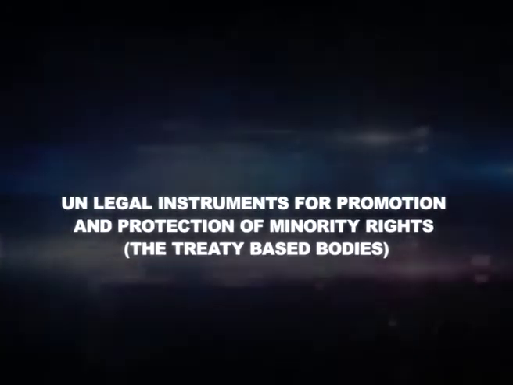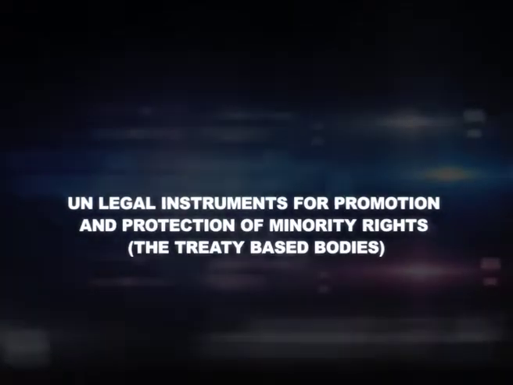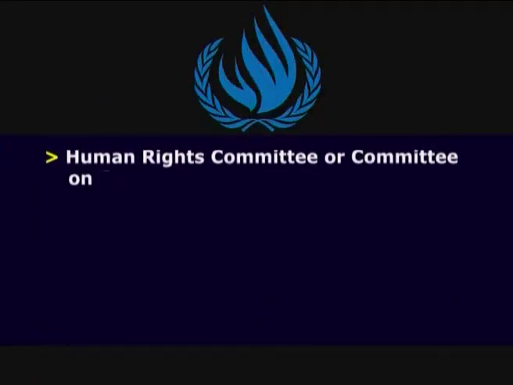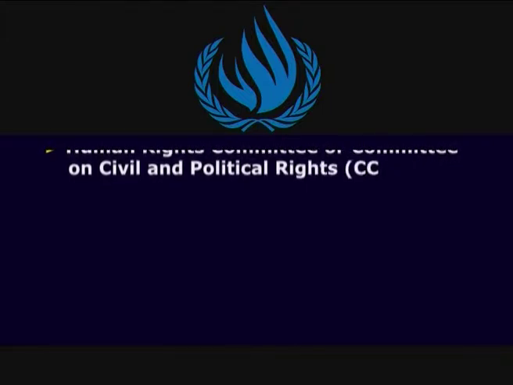UN legal instruments for promotion and protection of minority rights: the treaty-based bodies. Of the numerous legally binding UN human rights instruments or treaties, a few have minority-specific articles and all have rights that are of relevance to minorities. There are 8 main UN treaties protecting a range of human rights, and for each a monitoring committee is there. They are given below. Number 1, Human Rights Committee or Committee on Civil and Political Rights, known as CCPR.